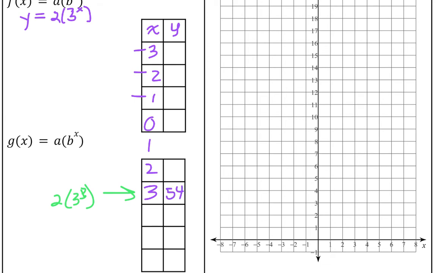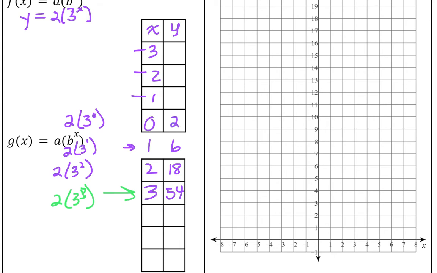If x was 2, we'd have 2 times 3 to the second. 3 times 3 is 9, times 2 is 18. If x is 1, that would be 2 times 3 to the first power. 3 to the first is 3, times 2 is 6. If x is 0, that's 2 times 3 to the 0 power. Again, 3 to the 0 is 1, times 2 is 2.